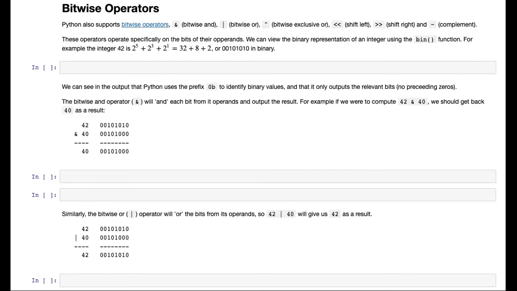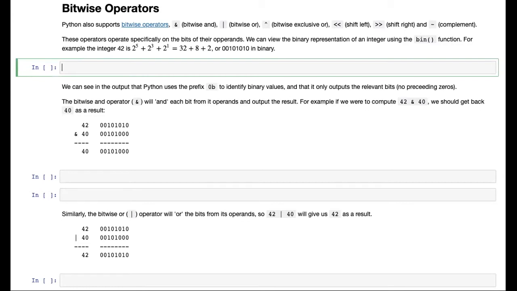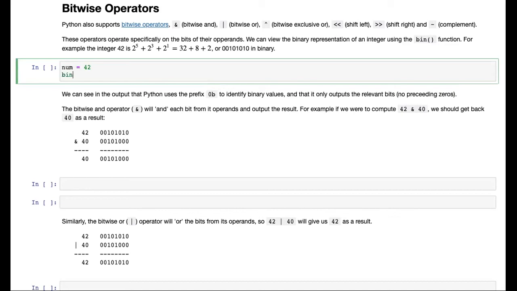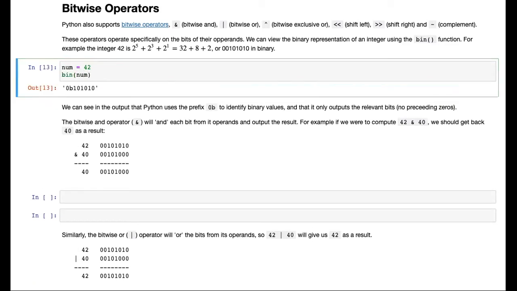Python also supports a number of bitwise operators like and, or, exclusive or, left and right shifting, as well as complement. Unlike the previous operators, the bitwise operators do not treat the inputs, which are typically numeric, as single values, but instead treat them as strings of bits. That is, these operators, as the name suggests, operate on the actual bits that represent the values. For instance, we can create a variable num with the value 42, and we can see the binary representation of that number using the binary function, or bin.